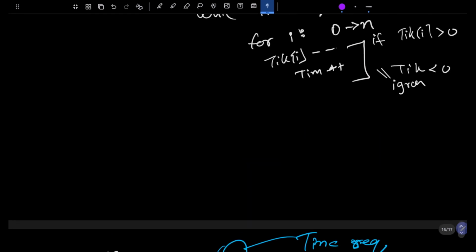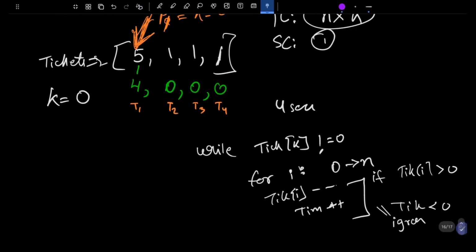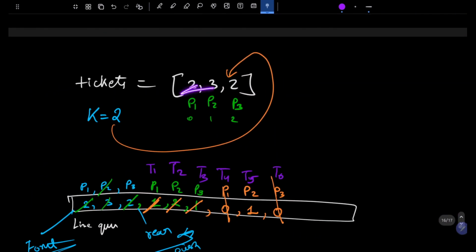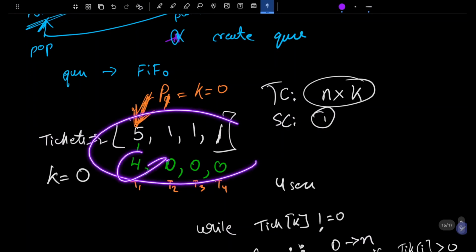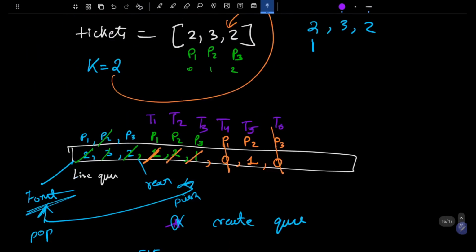If you see in this example, we are just reducing its size: 2, 3, 2. Again, we have taken one and reduced its size. For this person, I said just buy one ticket, go to the last. I'm just doing this approach: buying one ticket, going to the last, buying one ticket, iterating over this array.